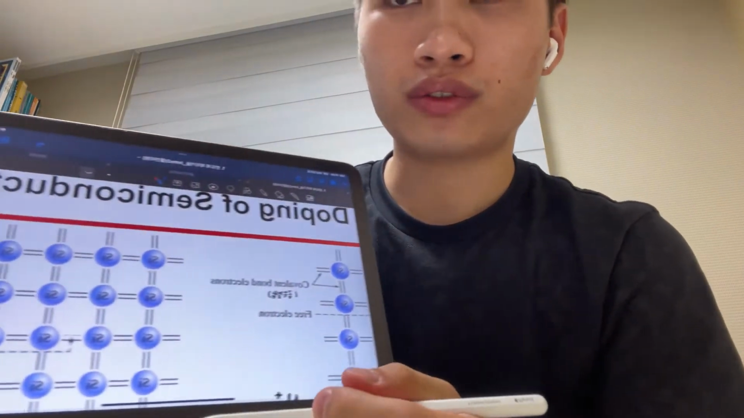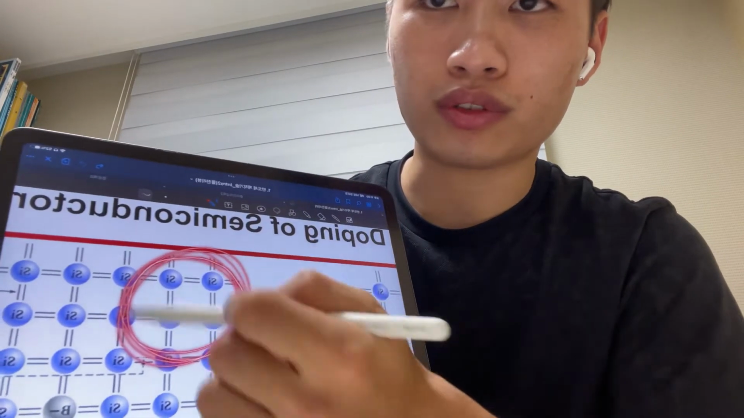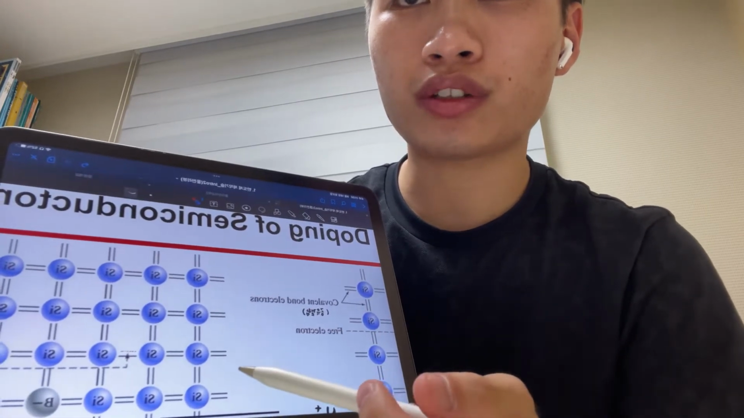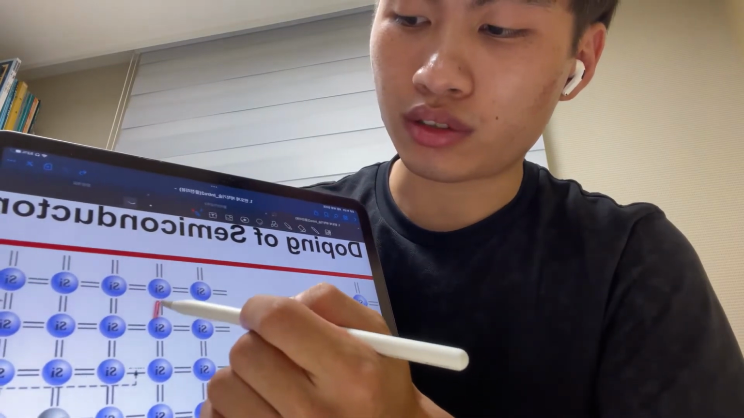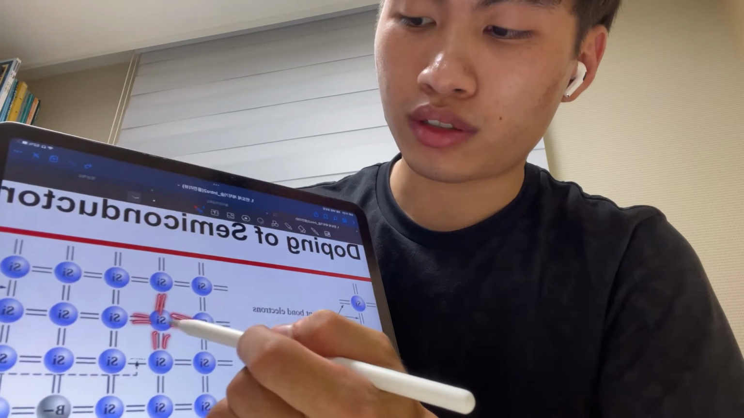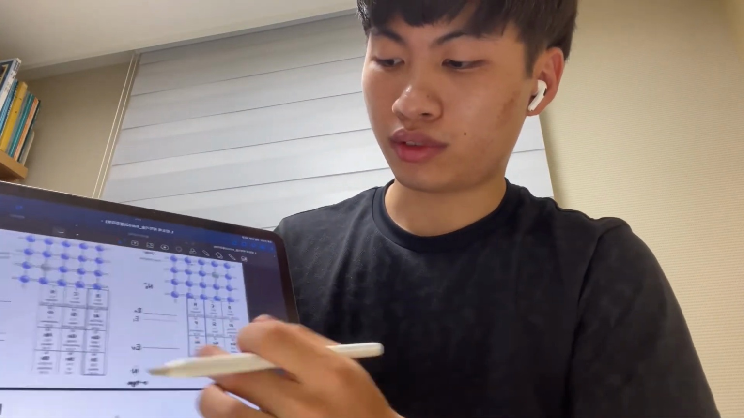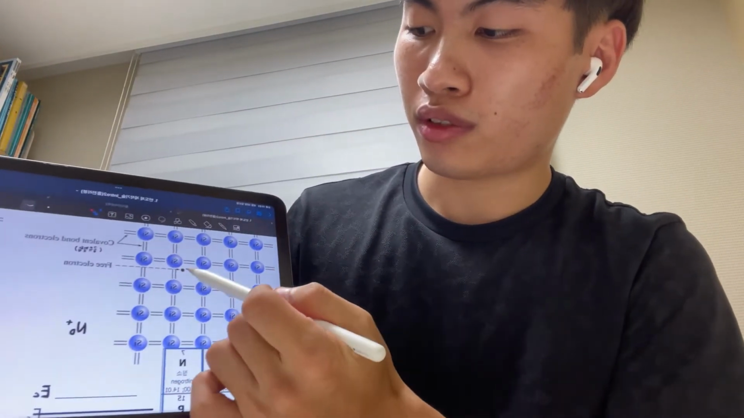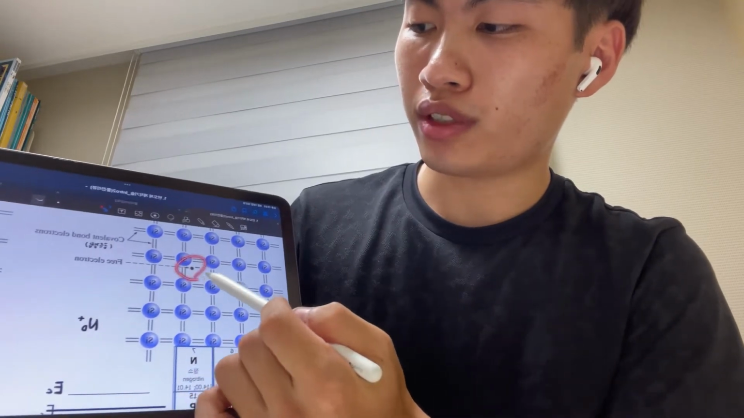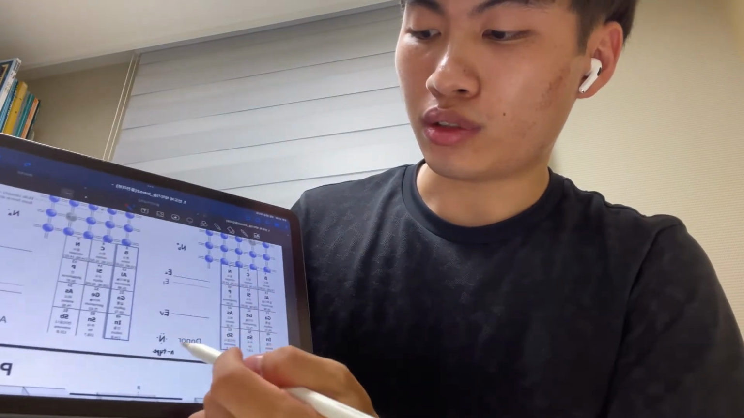So look at these figures. You can see this part of the figure. When materials make covalent bonds, we can see 8 bonds for each atom, but some elements are different. So look at these elements. These elements leave a free electron, so we call them donors.